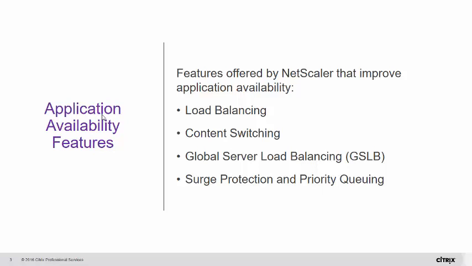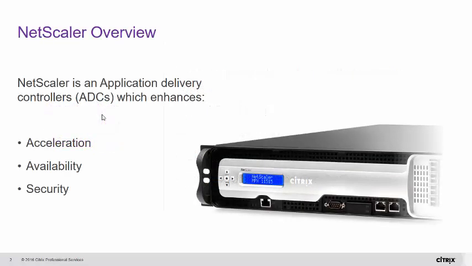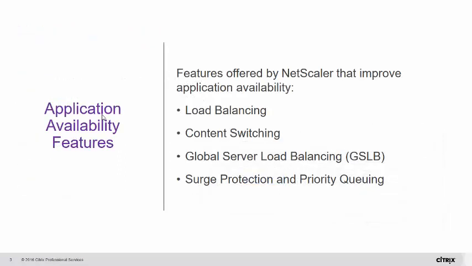So let's discuss these three features: acceleration, availability, and security. Let's discuss these three features in a little more detail. First of all, the application availability feature. For availability, there are some features of the NetScaler like load balancing, content switching, GSLB, and surge protection. These are the features which will enhance the availability of the application.